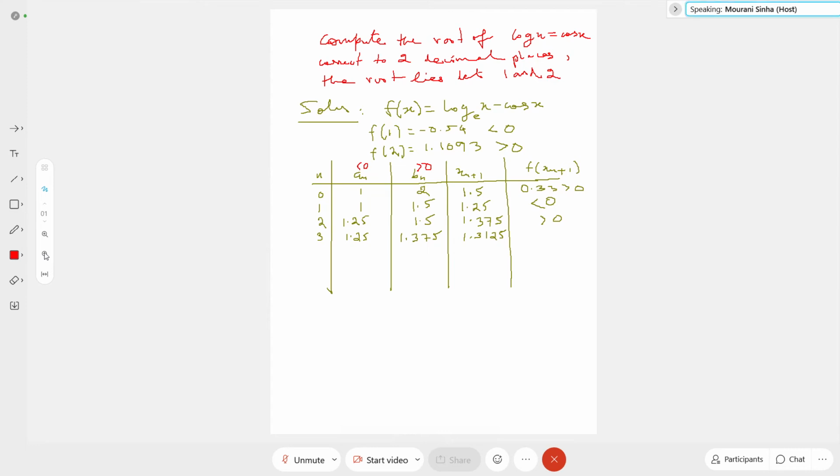The function is positive. Okay, so if the function is positive, as Azizur has calculated and also Srijita, in the next iteration, the negative column remains the same and the positive column becomes 1.3125. Midpoint.